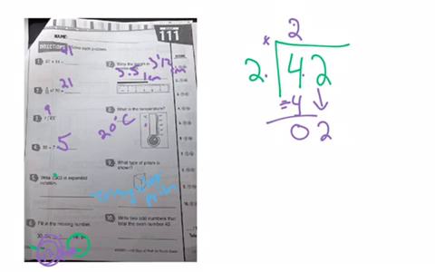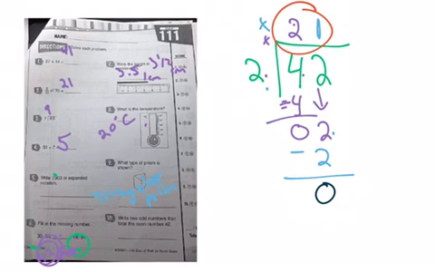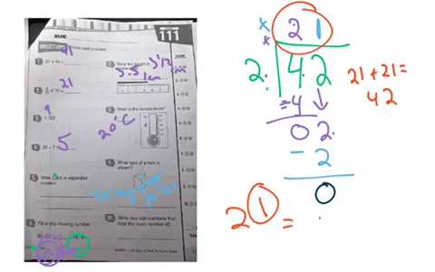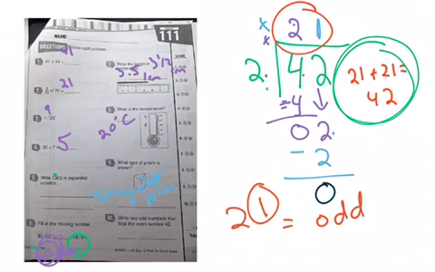Bring down the 2. How many times does 2 go into 2? Well, 2 goes into 2 once. 1 times 2 is 2. And 2 minus 2 is 0. That means that the answer we got is 21. 21 plus 21 would equal 42. Now, is 21 an even number or an odd number? Well, it ends in 1. Therefore, it's odd. So, 2 odd numbers that total the even number of 42 are 21 and 21.